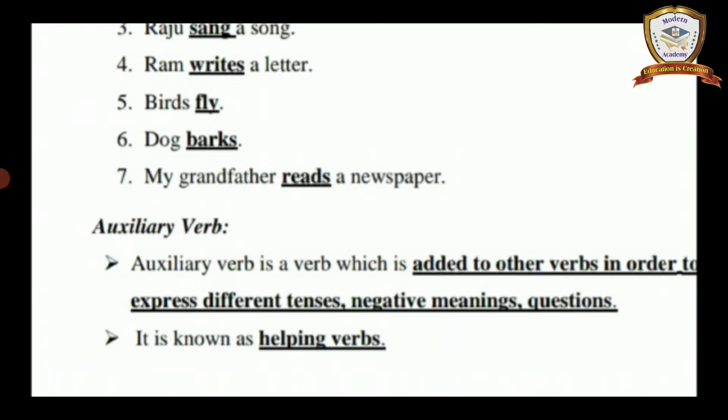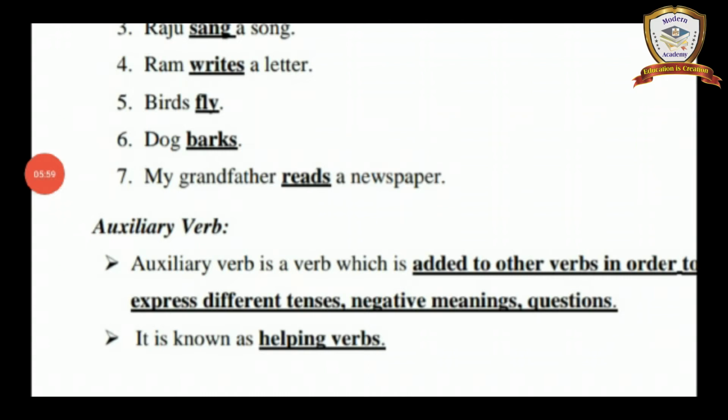Auxiliary verb. What is called auxiliary? Students, do you have any idea? An auxiliary verb is a verb which is added to other verbs in order to express different tenses, negative meanings, and questions. It is known as helping verbs. Okay, are you clear? So it will be added to the other verbs.